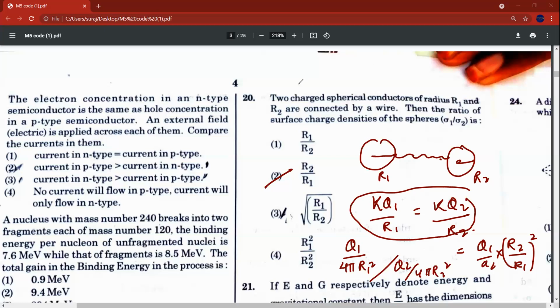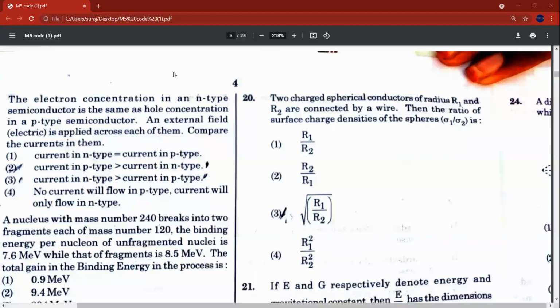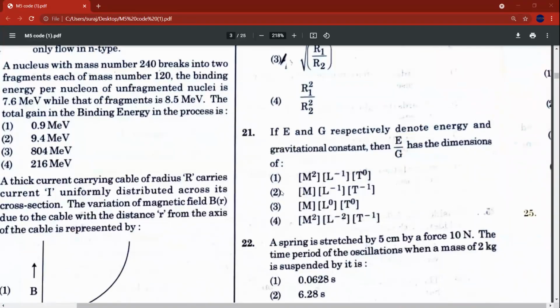Next, question number 21. Easy question directly. E by G dimensions they are asking. It's an easy one. 21 will be the first option, M square L to the power 0.